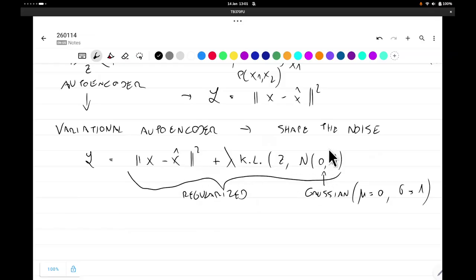And why is this useful? Because once I have trained my network, I just pick a random number from a Gaussian distribution, and then I use the decoder of the network to get a new data point from the original distribution. And again, originally it was done for images. You get a new image of a cat that nobody has ever seen before, but it still looks like a cat.